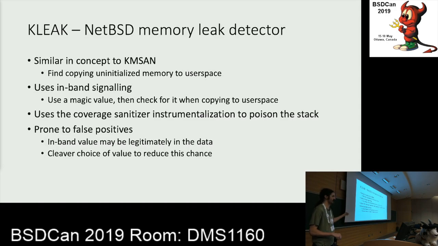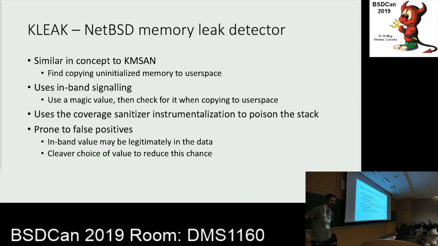Whereas KLEAK uses in-band signaling, so on malloc, we'll just write over all the memory with a known one-byte value. And then when you do your copy out, we'll check whether any of the memory you're copying out contains that known value. If it does, then we warn that there's a potential kernel disclosure going on.